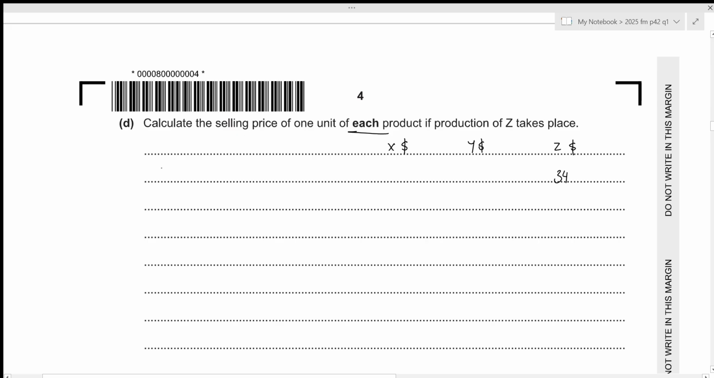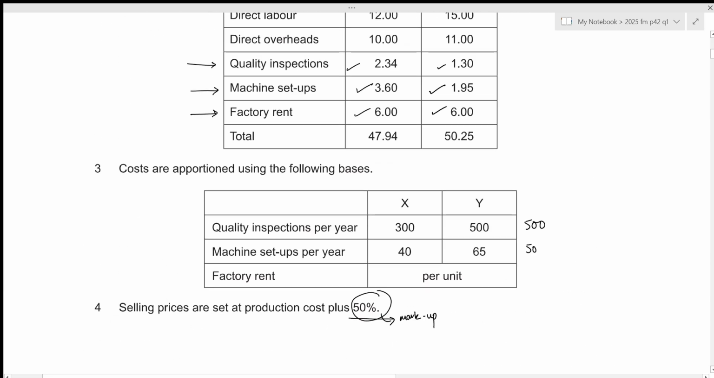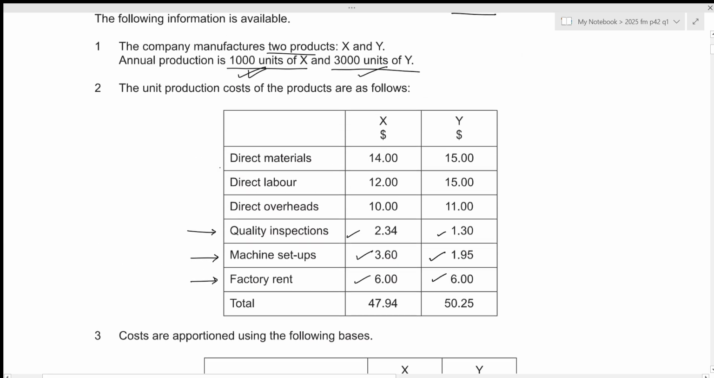and we can label it as the direct costs. Then we would have to calculate the same thing for product X and product Y. So for product X, in this case, we have three different items: direct materials, direct labor, and direct overheads. The sum of these three values will result in the direct costs. So for X, that will be 14 plus 12 plus 10, which will result in the value of 36. And for Y, that will be 15 plus 15 plus 11, which will result in the value of 41.